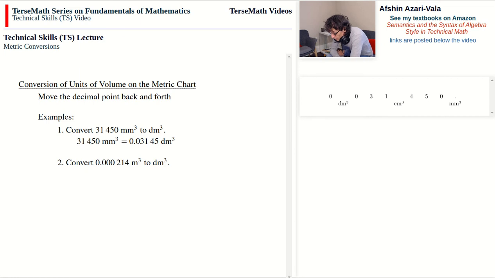Okay, problem 2. Convert 0.000214 cubic meters to cubic decimeters. Now this time we need to move to the right over 1 place on the chart. And that means that the decimal point has to move forward over 3 digits. So we write the number part. As usual, we associate the given unit to the decimal point. So that's where your cubic meter is. And then we go to cubic decimeter, and the decimal point moves forward over 3 digits. We end up with 0.214.